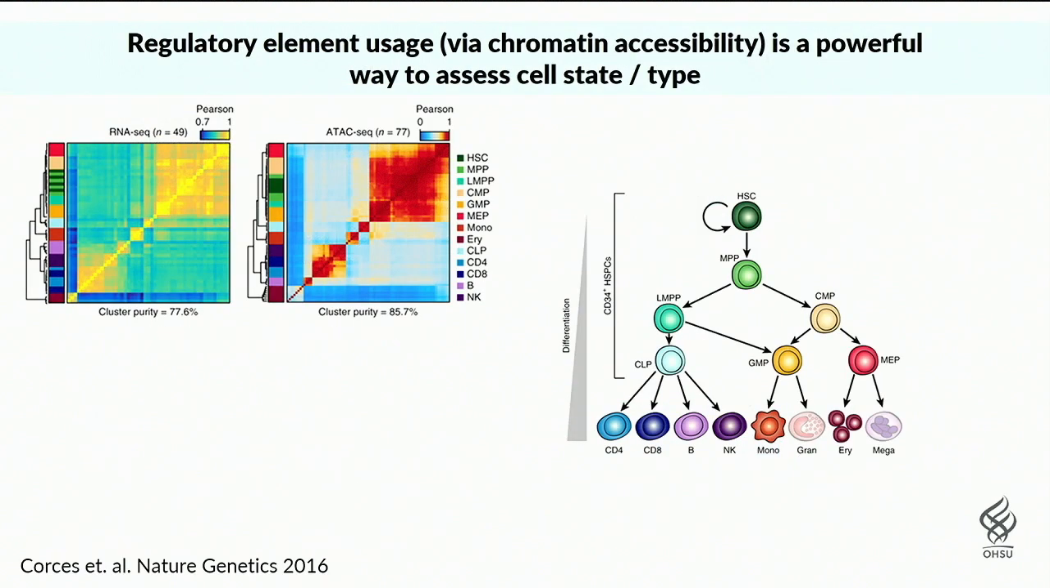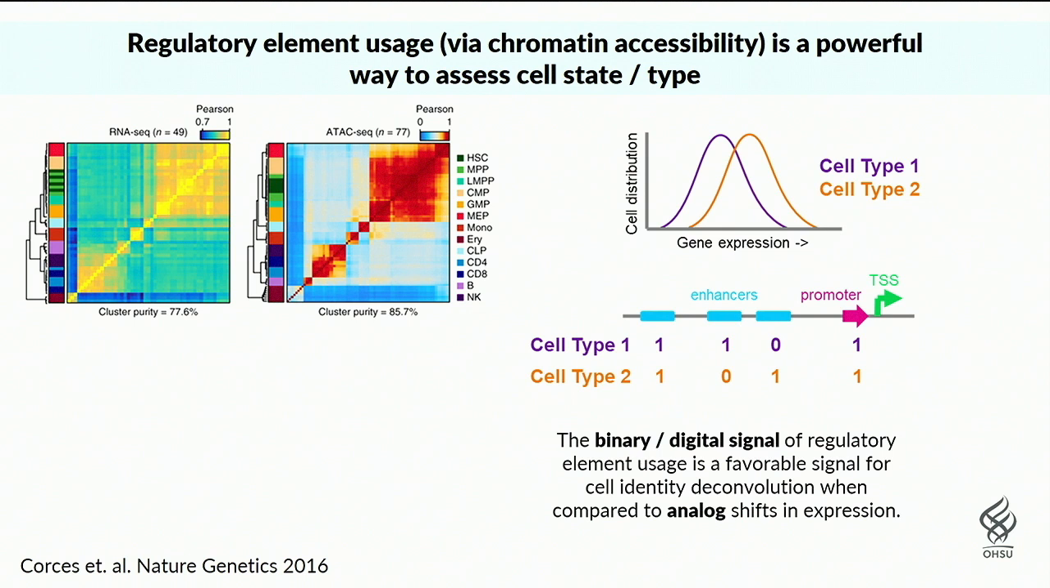I like to use figures from this paper from 2016 from the Greenleaf and Chang labs at Stanford to really motivate looking at ATAC-seq as a mark for cell type identity. What they did was take flow-sorted populations based on cell surface markers from a number of different blood lineages, and then perform RNA-seq or ATAC-seq on these samples. What they were able to show is that using ATAC-seq to partition out these cell types did a better job at getting the cell type purity. So there's more information to discriminate between the cell types.